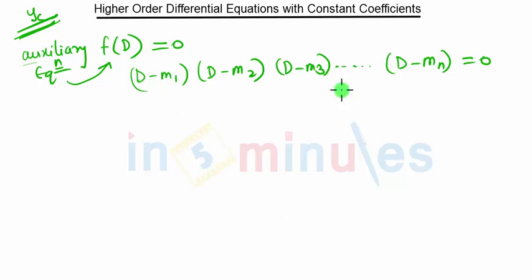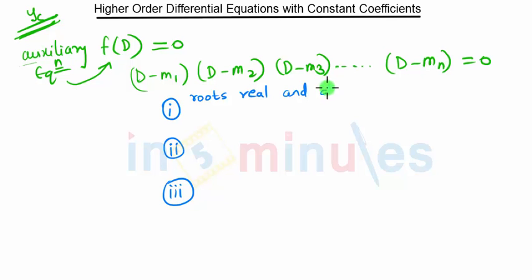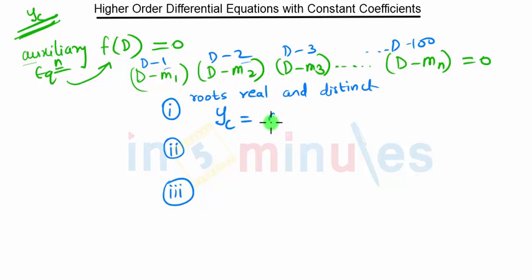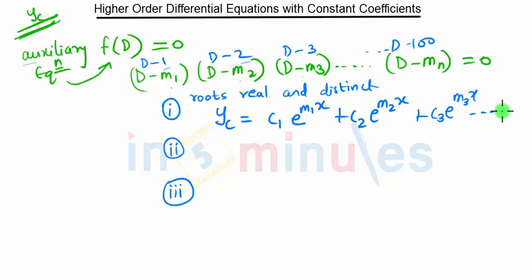Whenever we have roots, we have 3 subparts. First, when roots are real and each root is different, that is distinct. For example, this is D minus 1, D minus 2, D minus 3, up to D minus 100. As you can see, each root is different, so the roots are real and distinct. Then our yc is given by C1 e raised to m1x plus C2 e raised to m2x, where m1 and m2 are roots of this equation, plus C3 e raised to m3x, and so on.